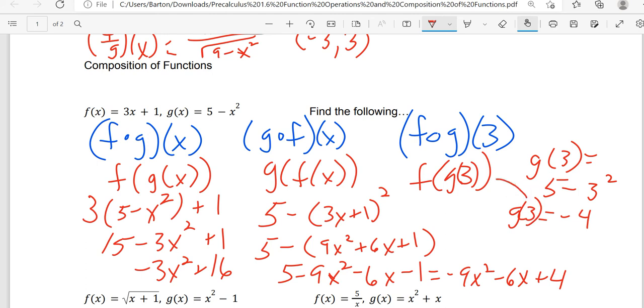So I'm going to substitute that in for g of 3, and then I'm going to now find f of negative 4. f of negative 4 is going to be 3 times negative 4 plus 1, which is going to be equal to negative 11. So your solution is negative 11.